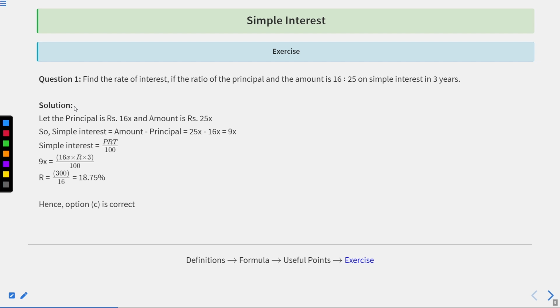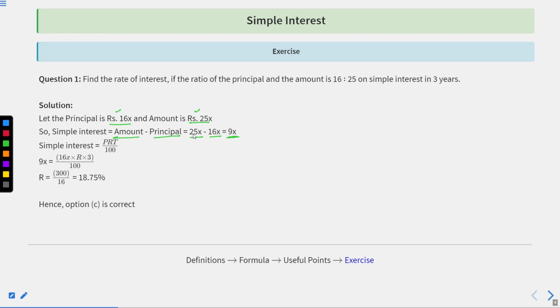So the solution: let the principal be rupees 16x and the amount be rupees 25x. The principal is 16x, meaning 16x was the initial money, and after 3 years, the amount became 25x. So the simple interest will be equal to amount minus principal. This formula we have already seen: amount is equal to principal plus simple interest. So if you want simple interest, it is equal to amount minus principal, that is 25x minus 16x, and it is equal to 9x.